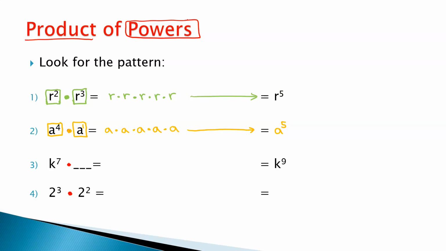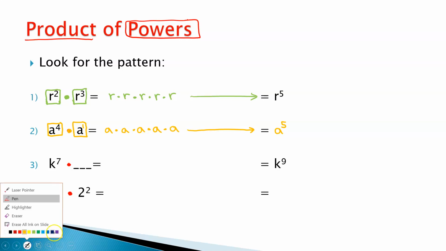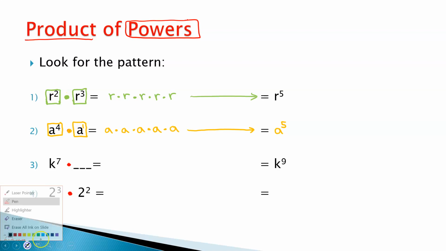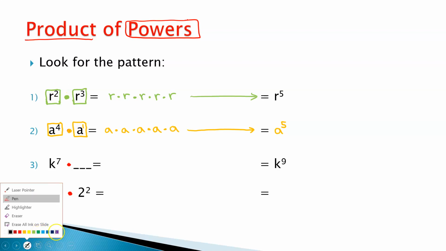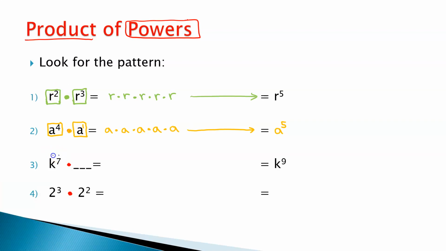Okay, so hopefully maybe some of us are starting to see the pattern. And I'll highlight a couple things here. Well, I'll leave it to the end. Let's move on to the next one. Let's see. I have k to the 7th. So let me expand that. K times k times k times k times k times k.